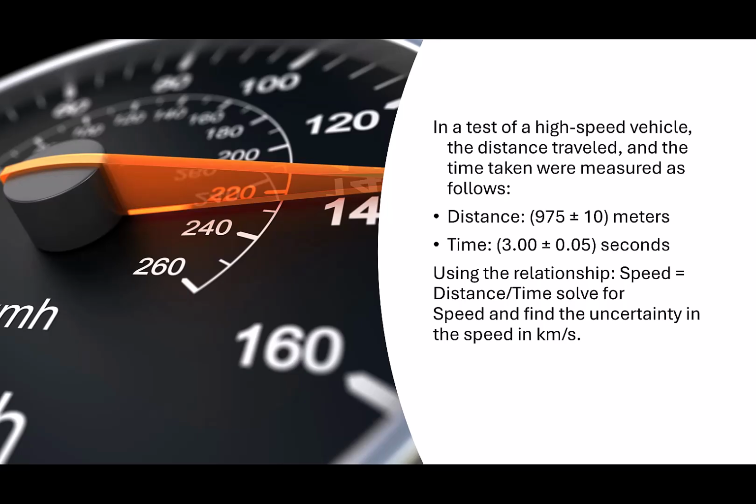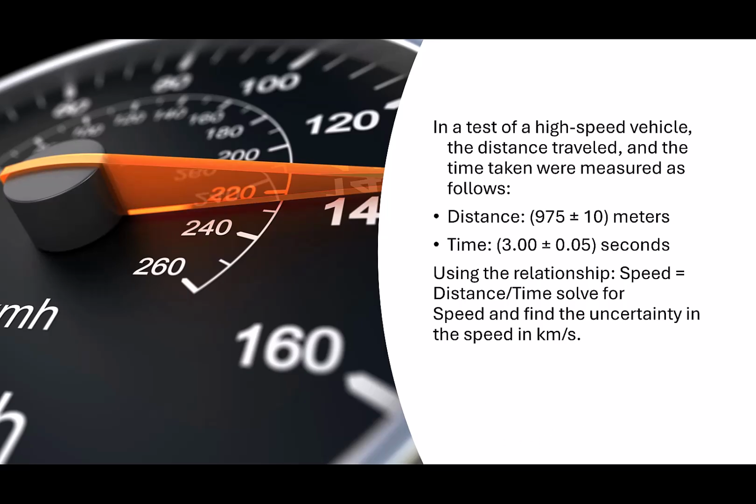We'll use the relationship speed is distance over time to solve for the speed and find the uncertainty in the speed in kilometers per second. Speed is just another name for velocity. We'll be using the symbol v to stand for the speed when we do our calculations.